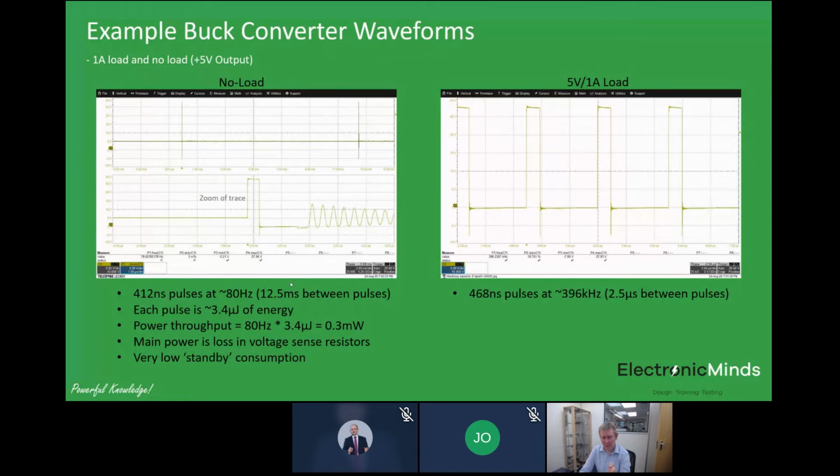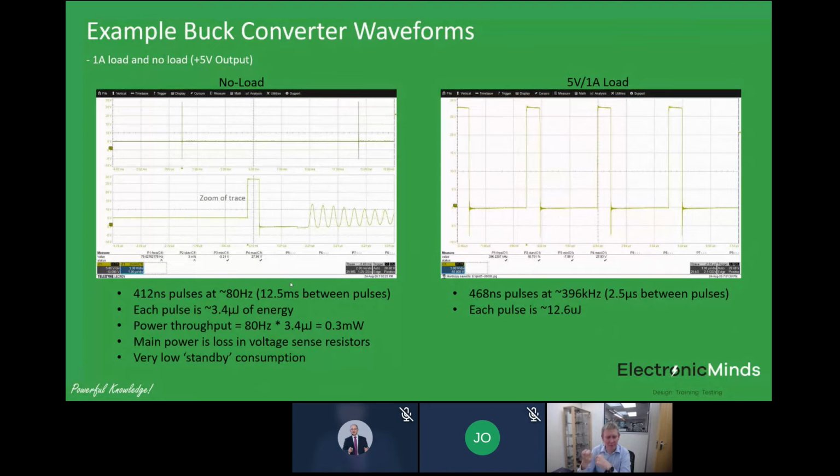However, now look at what happens under full load conditions. We've got the pulse, which is about the same pulse length. So the pulse is, in this case, I measured 468 nanoseconds. So it's a little bit more, but it's about the same. But look, the repetition rate has gone up from 80 hertz to nearly 400 kilohertz now, which is the fixed switching frequency of this converter.